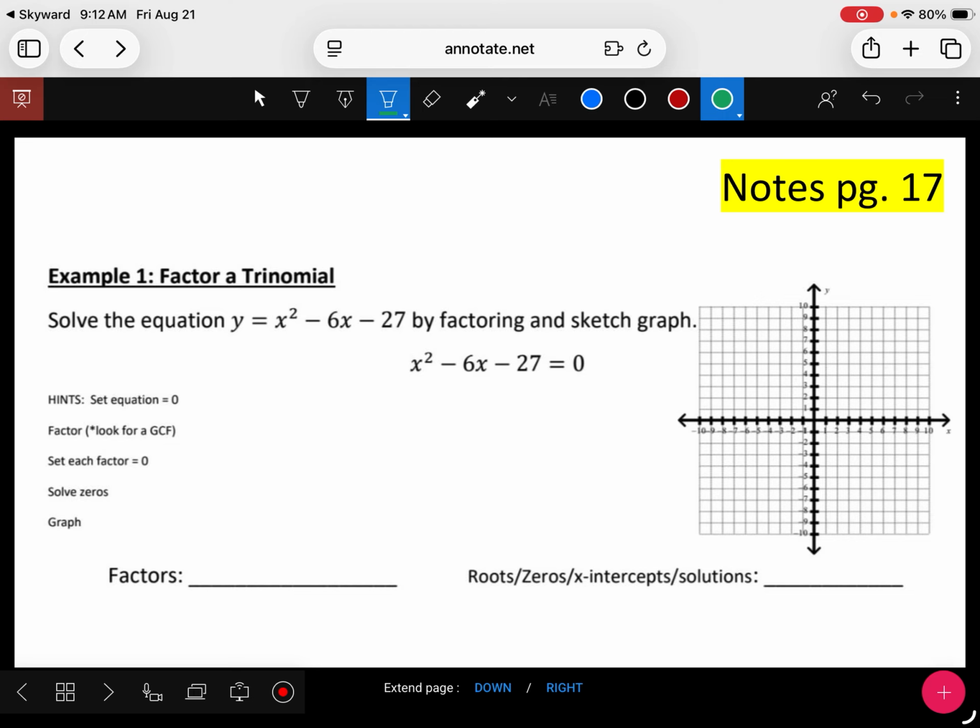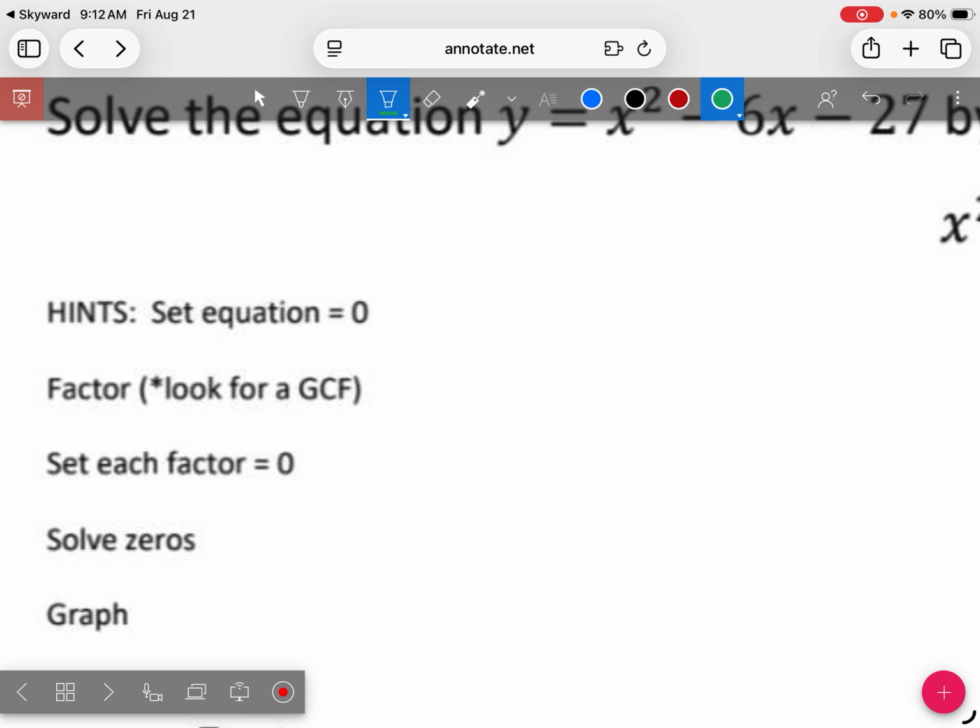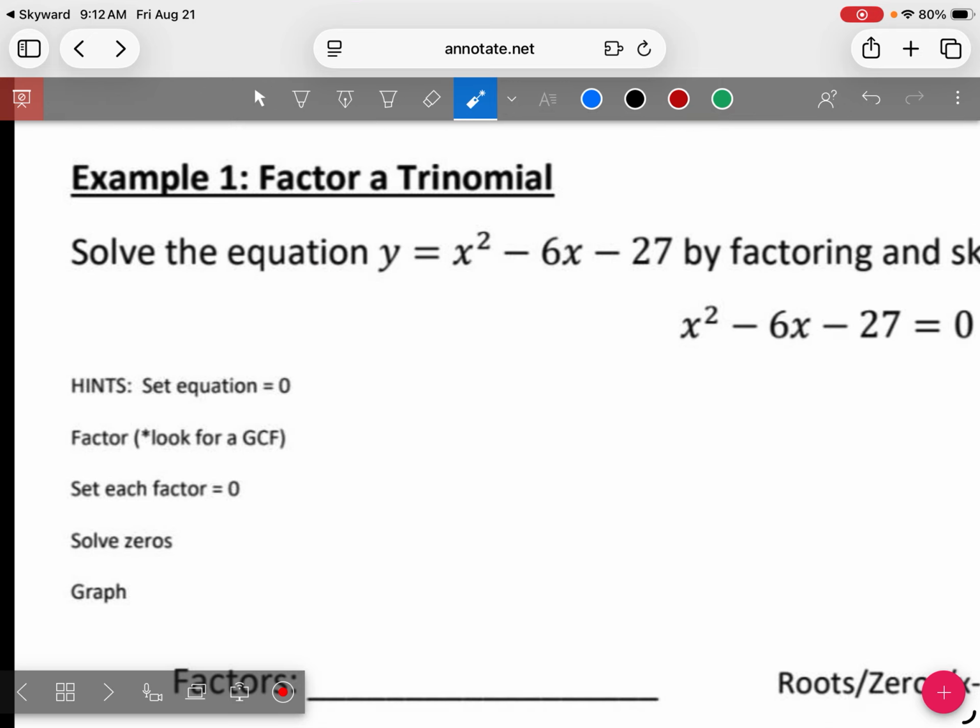Page 17. When you are factoring, the first thing you always want to do is make sure that it equals 0. When you have an equation that says y equals, you can replace the y with a 0. The second step is look for a greatest common factor. A is 1, B is -6, and C is -27. We don't have a number that will go into all three of those other than 1, so we don't have a GCF.